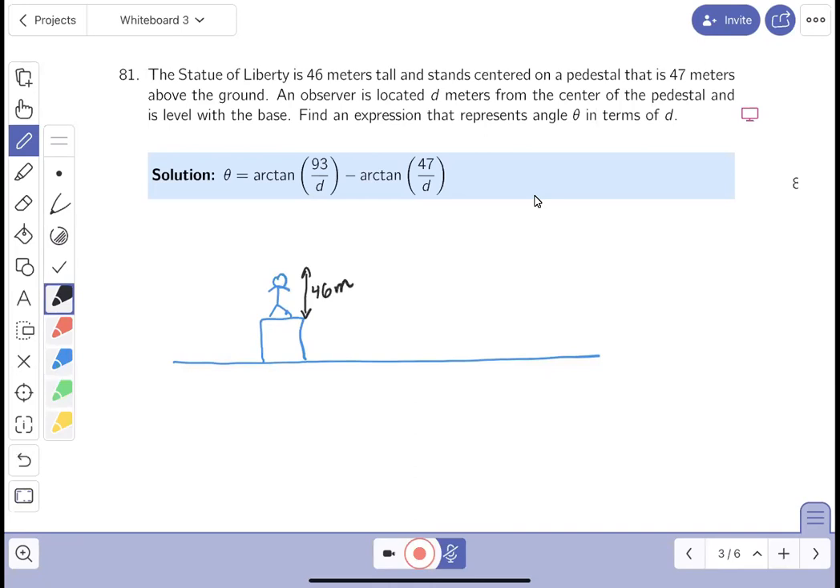All right. And hey, sometimes you can misread too. I'm not saying you can't. The Statue of Liberty is 46 meters tall, but she stands on a pedestal that's 47 meters.